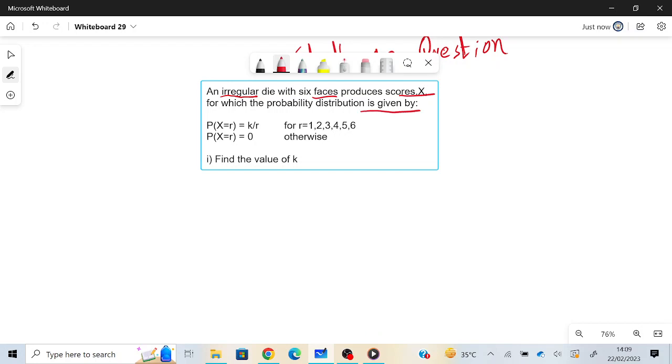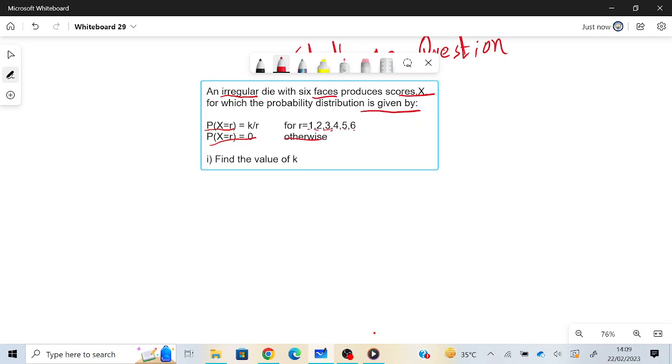An irregular die with 6 faces produces scores x, for which the probability distribution is given by: probability of x equals r is equal to k over r, for the values of r which is 1, 2, 3, 4, 5, 6, and probability of x equals r is 0 otherwise. It says part i, and that's the only part. It says find the value of k.